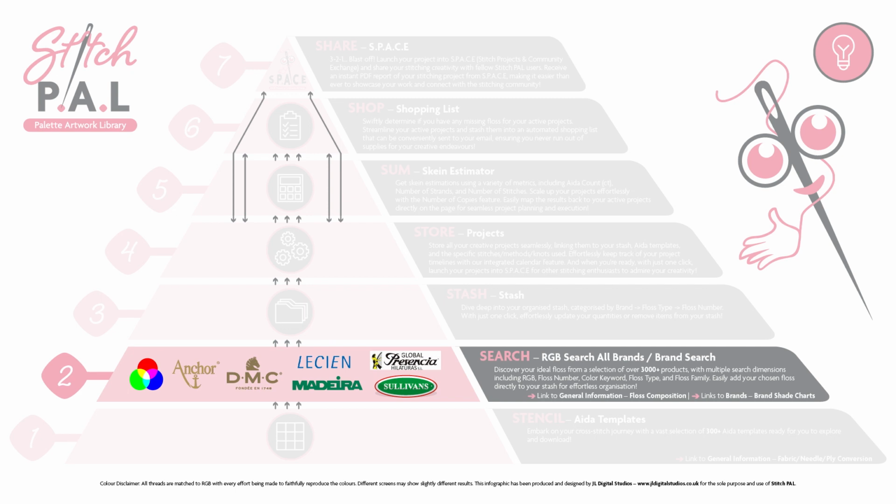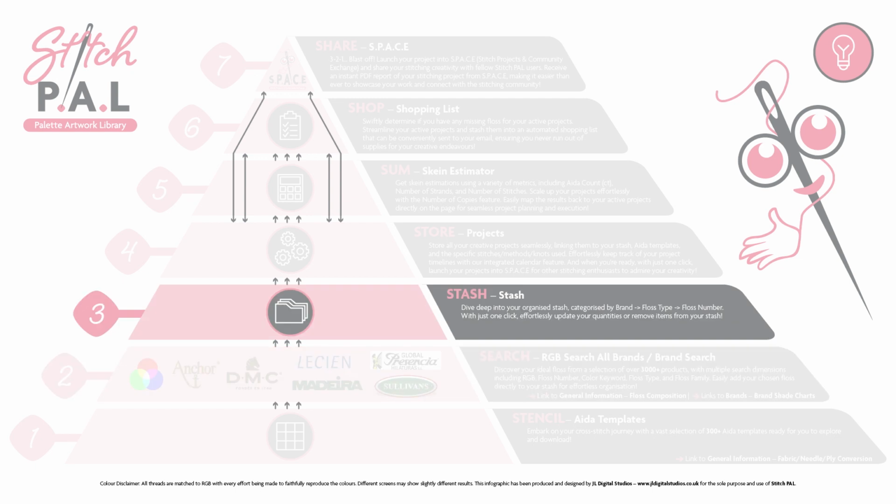Users can add chosen thread colours to their stash and access additional features like thread composition, brand shade charts, and S.T.A.C.E via navigational ones. S.T.A.C.E within StitchPal provides an organised inventory categorised by brand, then thread type, then thread number, allowing users to update quantities or remove items with ease.